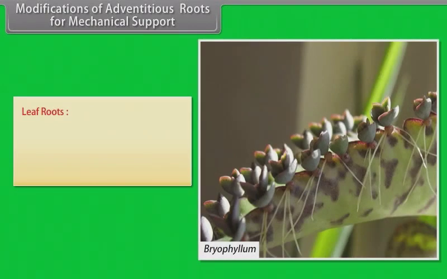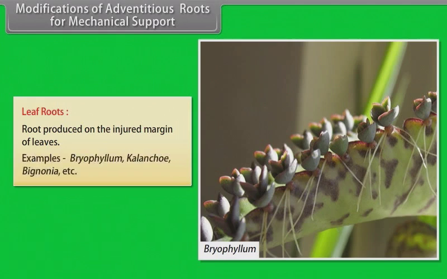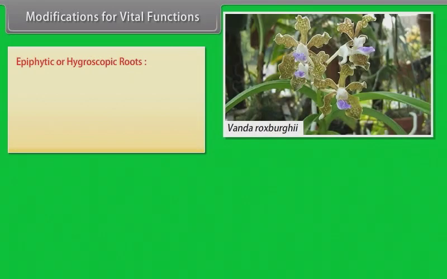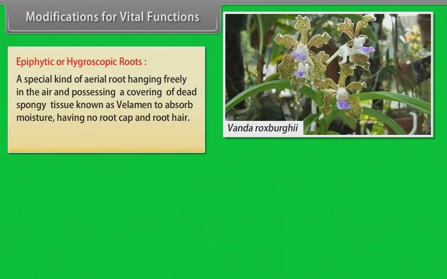Leaf roots. Roots produced on the injured margin of leaves. Examples, Bryophyllum, Bignonia, etc. Modifications for vital functions. Epiphytic or hygroscopic roots. A special kind of aerial root hanging freely in the air and possessing a covering of dead spongy tissue known as velamen to absorb moisture, having no root cap and root hair. Example, Vanda roxburghii, etc.